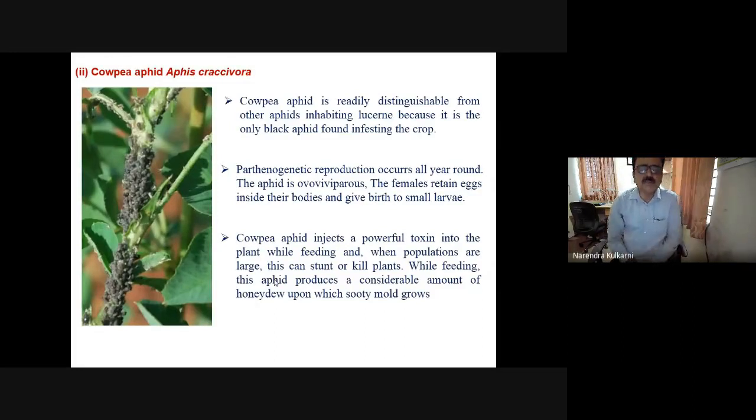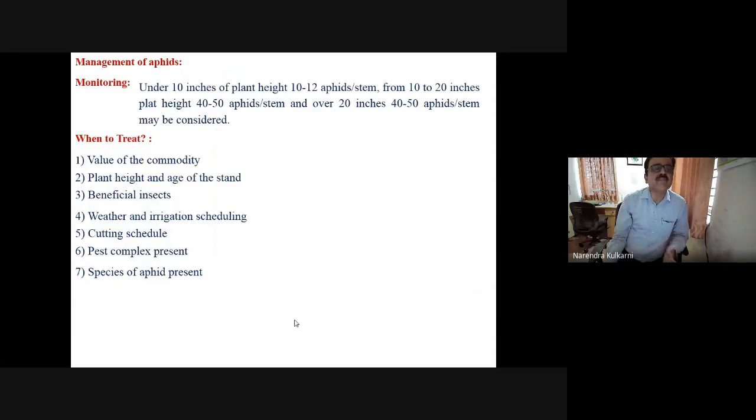So it attacks this lucerne, and the danger associated with this insect is that it injects a powerful toxin into the plant while feeding, because they are all phloem feeders. They can inject toxin, and they have the ability to cause diseases, viral diseases also. So it is readily distinguishable from its color, because this is the only black aphid, Aphis craccivora, found on lucerne. When you come to management, there is no difference whether it is Acyrthosiphon pisum or Aphis craccivora. Management aspects remain the same for any aphid.